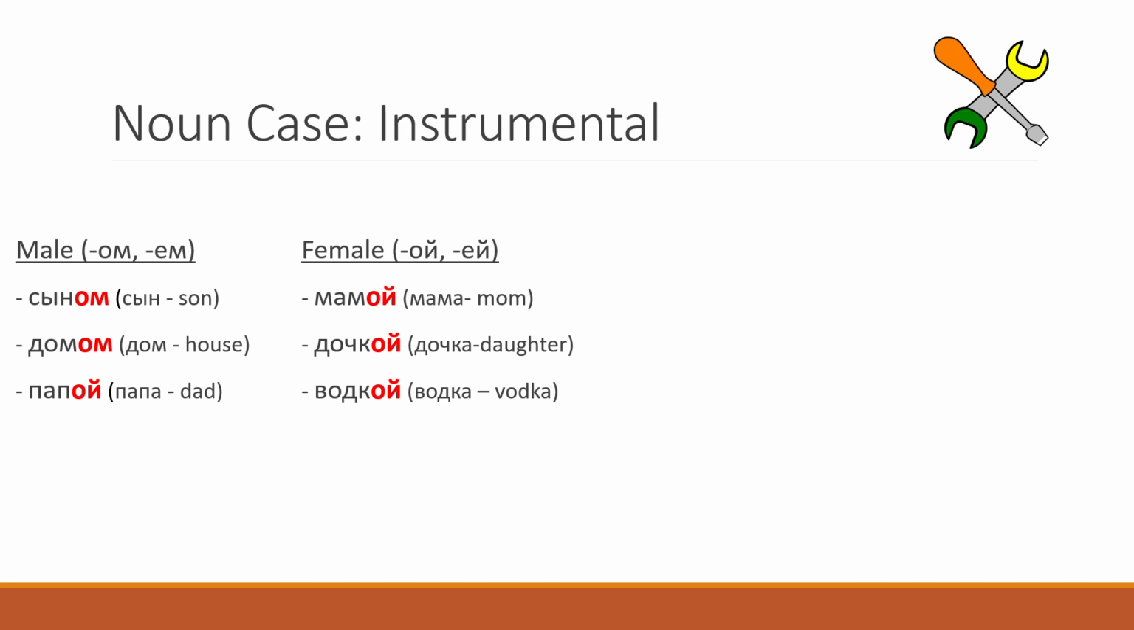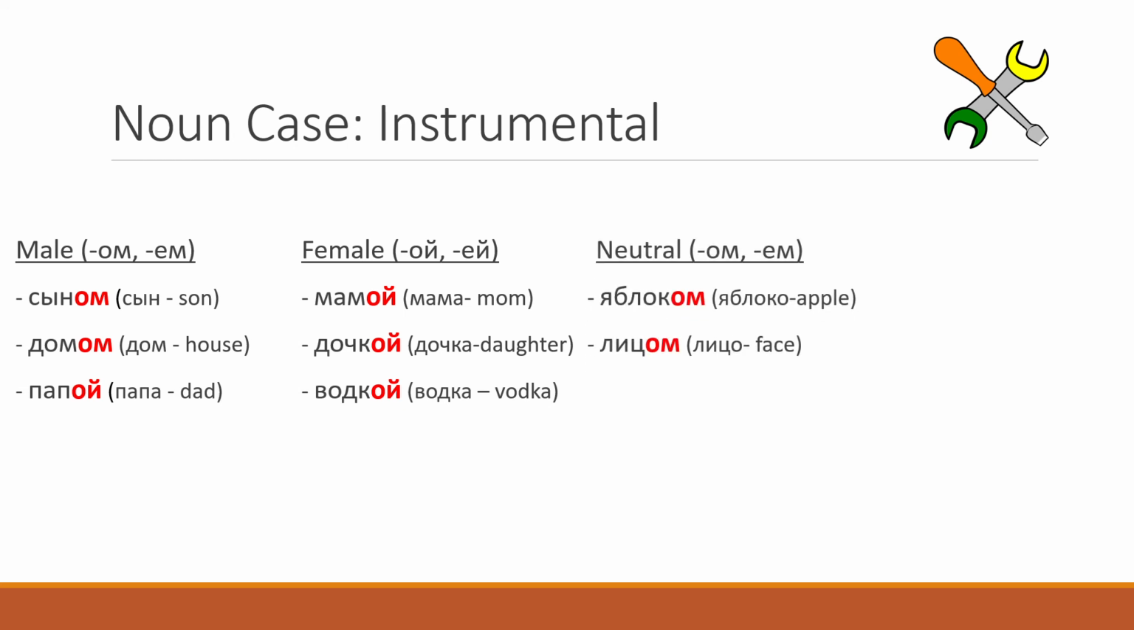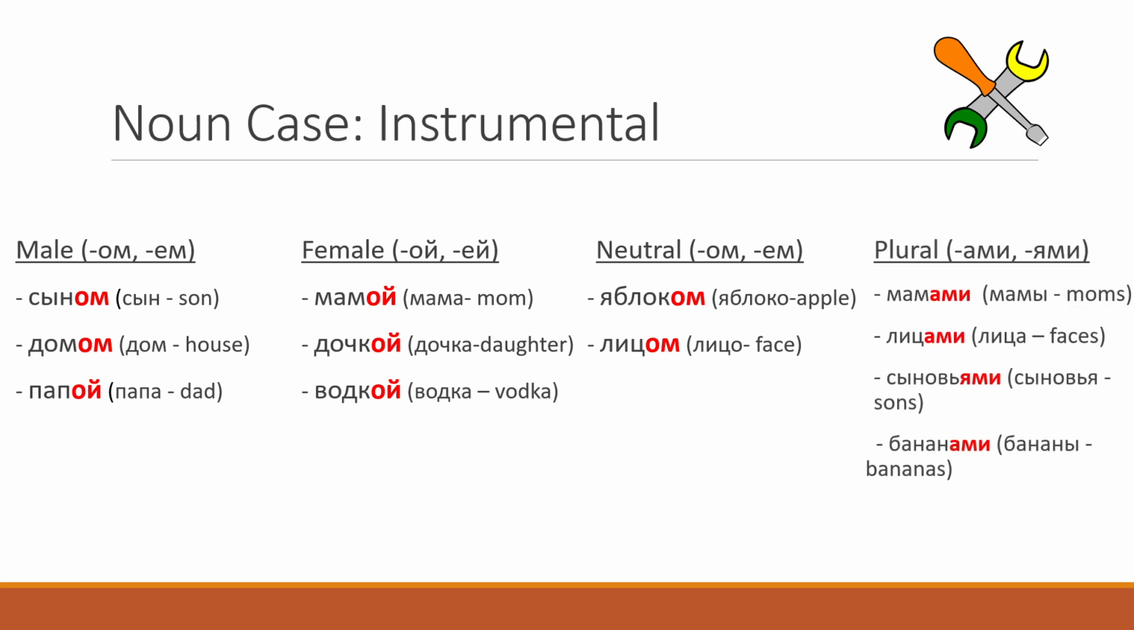So female nouns usually get an -ой ending, sometimes -ей. So мамой, дочкой, водкой, that's usually that ending. Neutral, just like male, so you get яблоком, яйцом, right? It's usually that ending. And plural, it's usually -ами, sometimes -ями. So мамами, лицами, сыновьями, бананами. Okay? And then, of course, you often use the instrumental case when there is the word with, which is с.